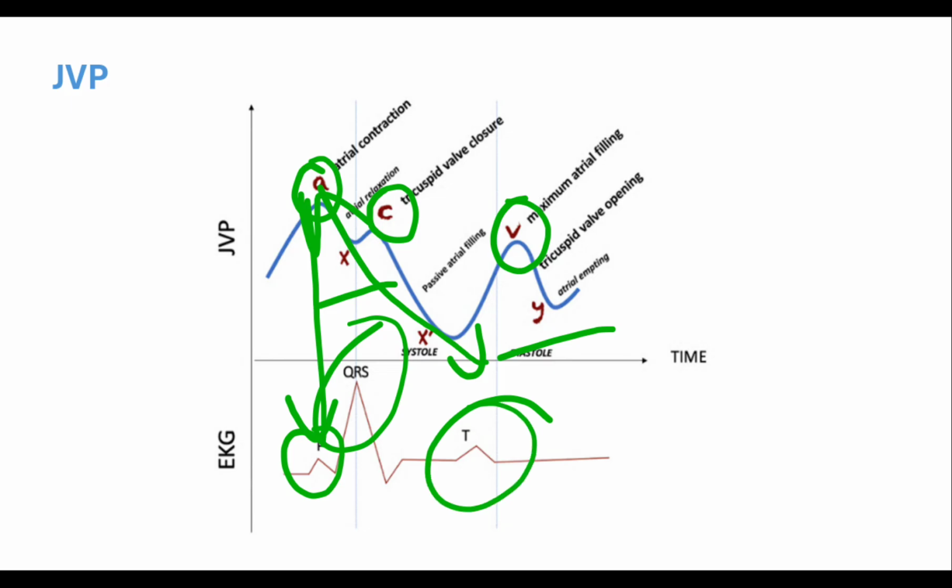During ventricular repolarization, the atria empties the blood into the ventricle. So at the end of T wave, you have the tricuspid being opened and the atria emptying all its blood, and there you have the Y wave.